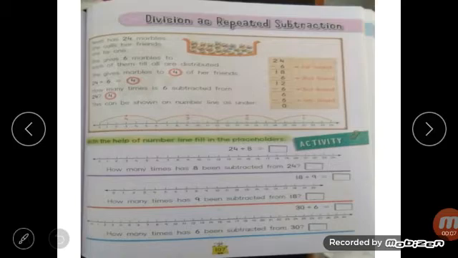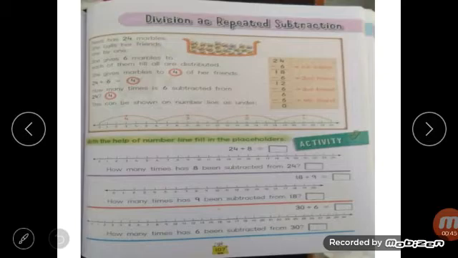Division as repeated subtraction. Children, you know that division is the short form of subtraction, as multiplication is repeated addition. In the same way, division as repeated subtraction means that when we are dividing any number, what we are actually doing is subtraction. If we have to subtract a number many times, repeatedly subtracting the number, that is said to be division. With this video I will explain how.